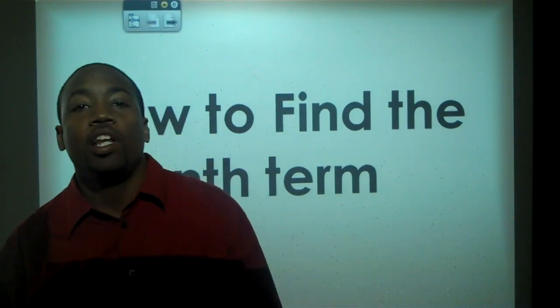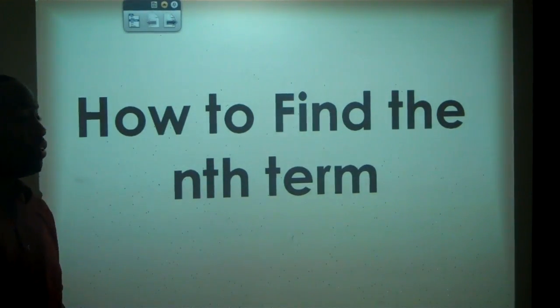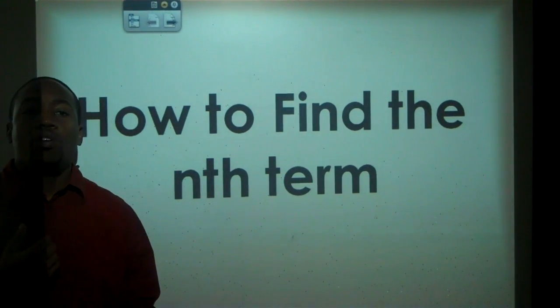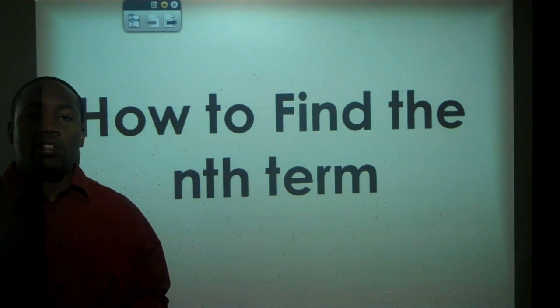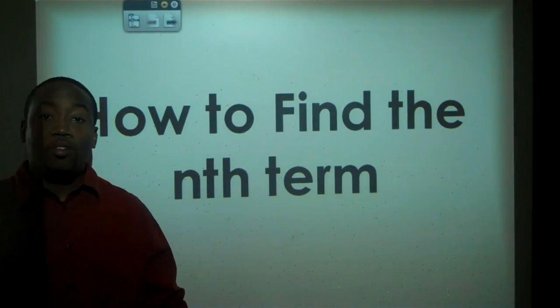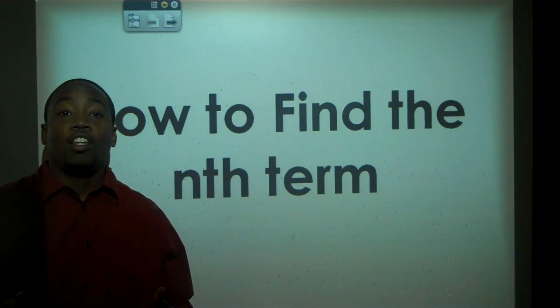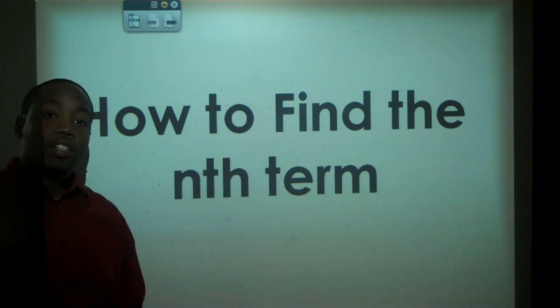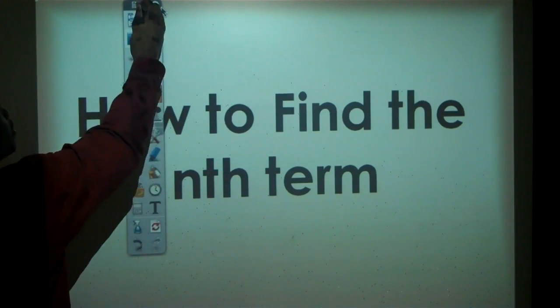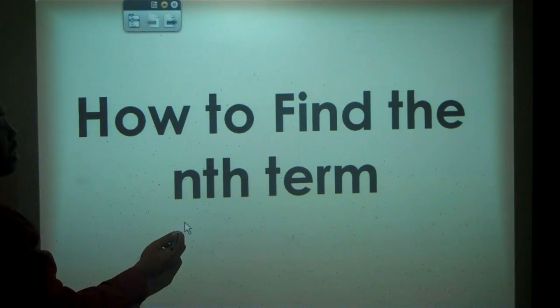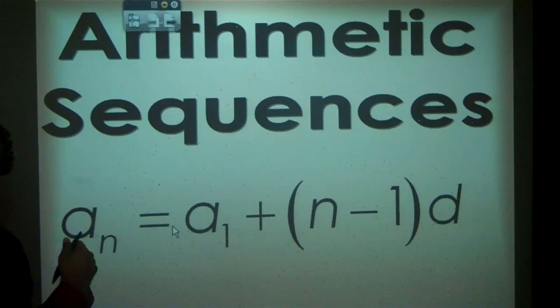Alright, today we're looking at how to find the nth term. When we find the nth term, it's always going to be a sequence. A sequence is basically a set of quantities, and we're always trying to find the nth term of this set of quantities. The first thing we need to understand is the formula for arithmetic sequences.